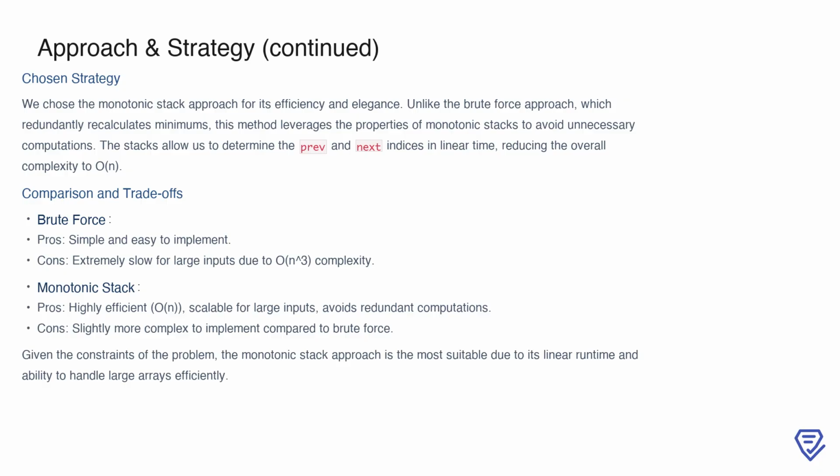When comparing the two approaches, the brute force method has the advantage of being simple to understand and implement. However, its O(N cubed) complexity makes it impractical for large inputs. On the other hand, the monotonic stack approach is highly efficient and scalable, with an O(N) runtime that can handle much larger arrays. While it is slightly more complex to implement, the trade-off is well worth it given the performance gains. For this problem, the constraints make the monotonic stack approach the clear choice, offering both speed and scalability to handle large datasets effectively.